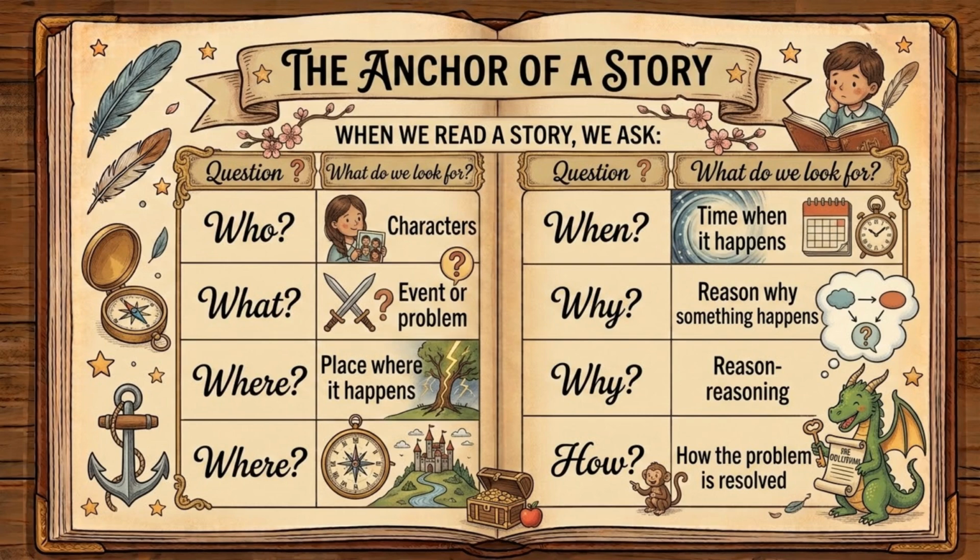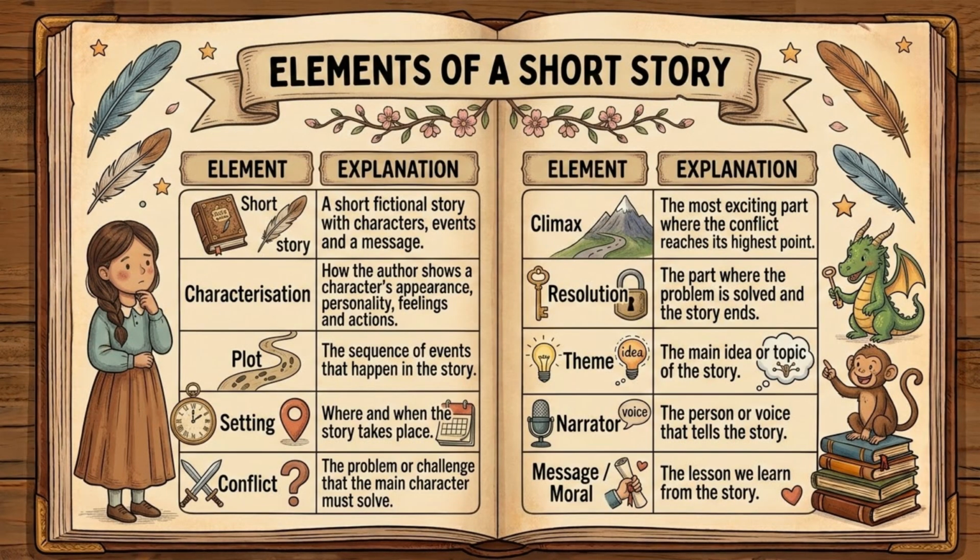We use the anchor questions: who, what, where, why, etc. These questions help us find important information and understand the deeper meaning of a story, and help us summarize. When used properly, the elements of a story are what make it great. So next time you're thinking of writing a story, use them all.